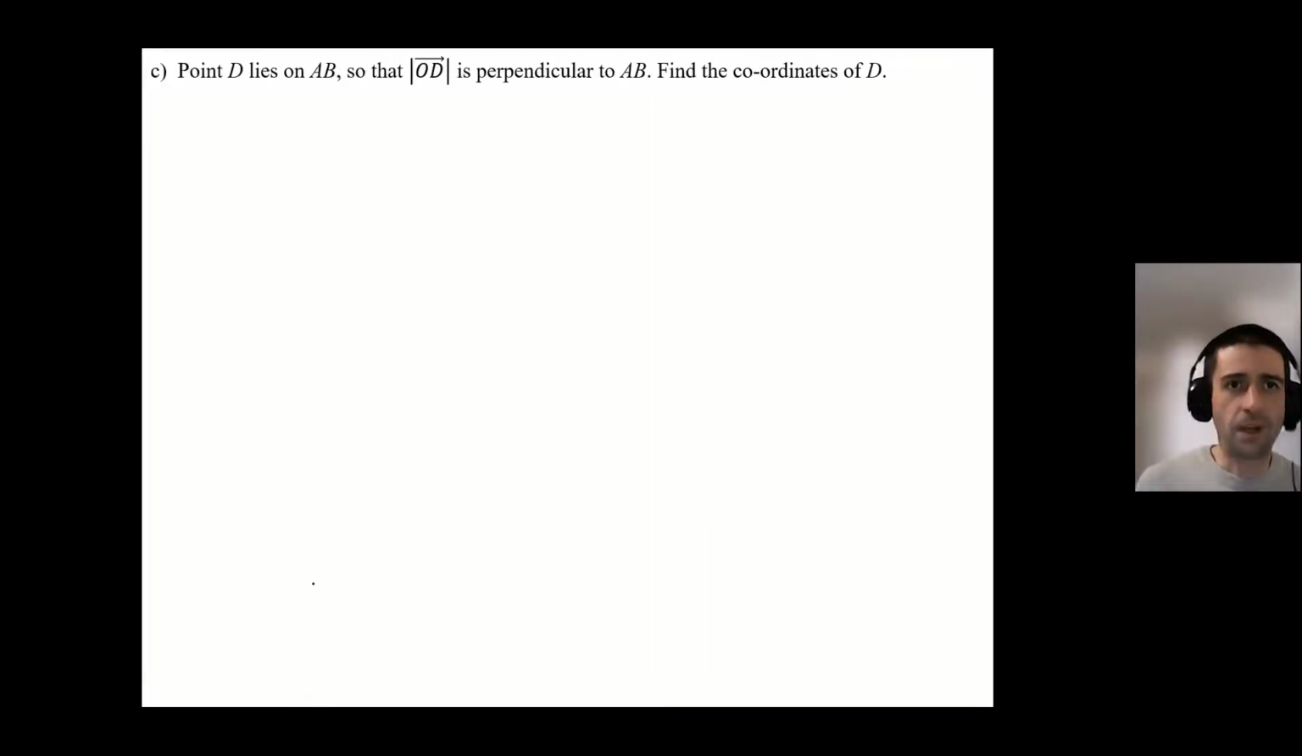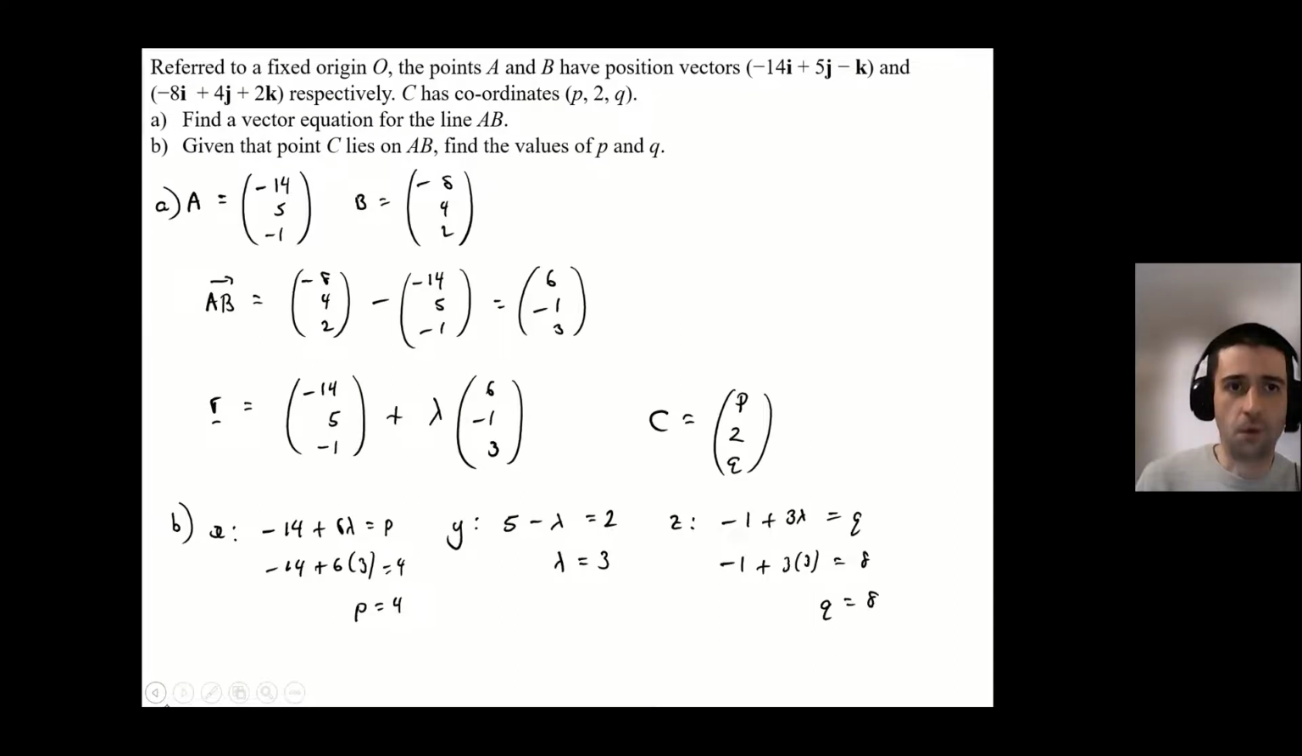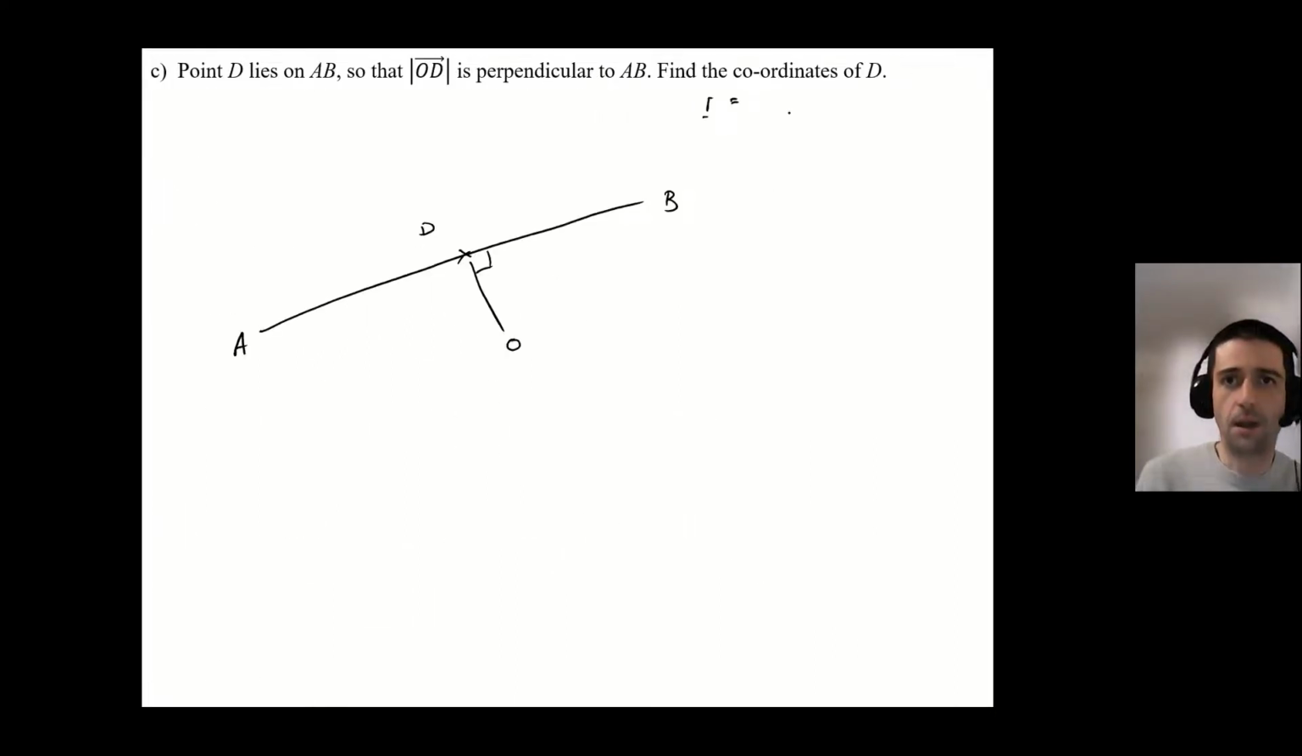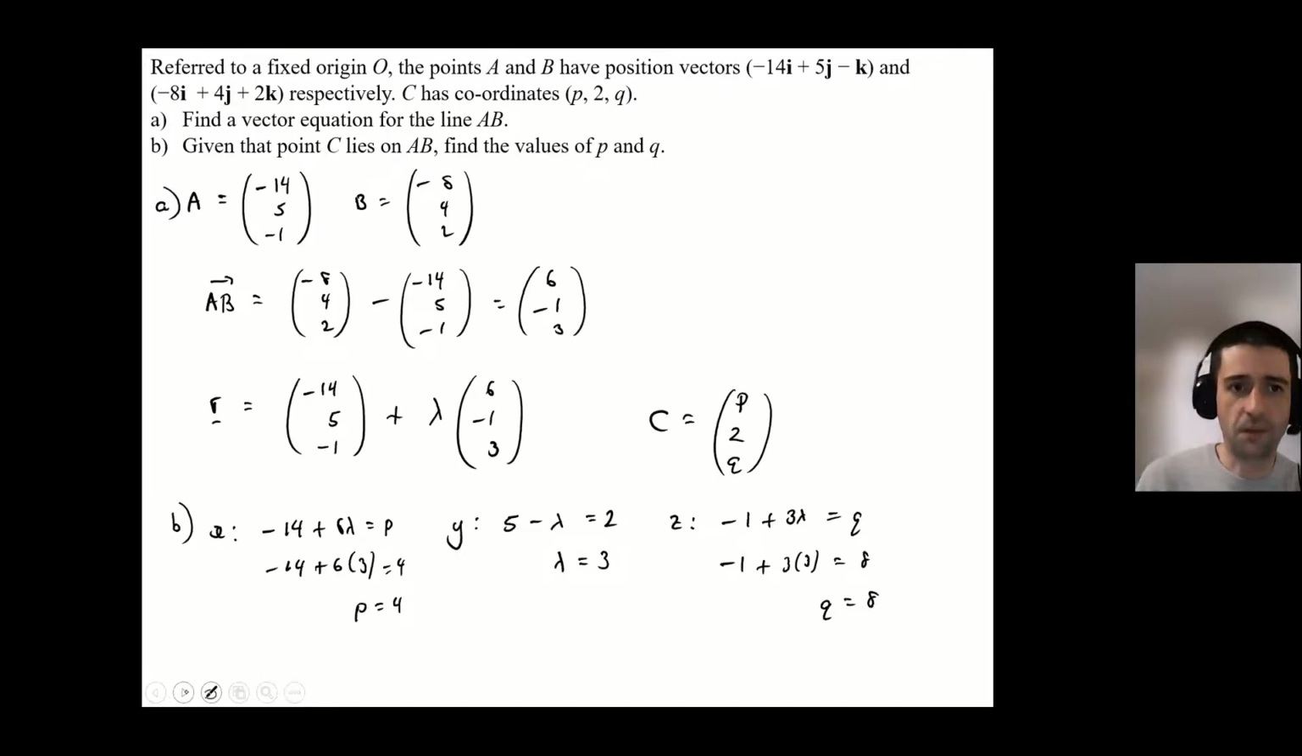Okay, right then, part C, point D. The point D lies on AB. So let's get this line drawn here. So here's the point A, and here's the point B. And D lies on AB. So here's the point D, such that O to D, so there's the origin O, is perpendicular to AB. Now, let's just remind ourselves of the equation that we wrote in part A for the line A to B, which was -14, 5, -1, plus lambda 6, -1, 3.